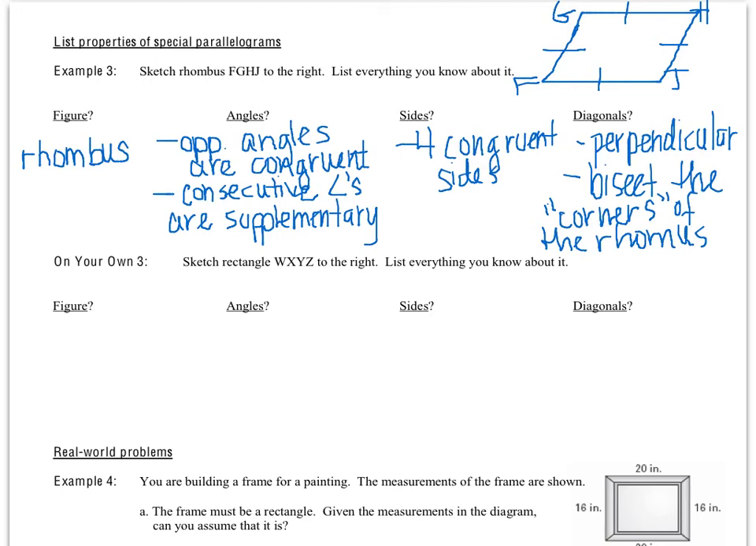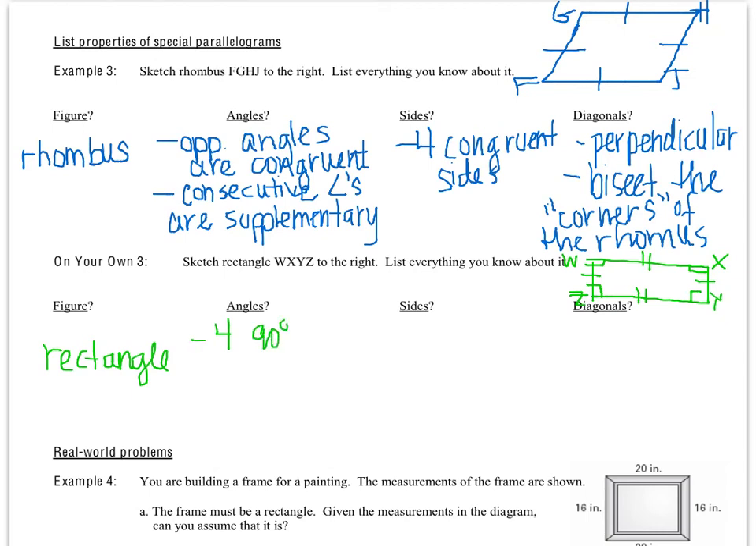The next one here says sketch a rectangle, WXYZ, to the right. List everything you know about it. Okay, so here's a rectangle. So this is W, X, Y, Z. Since it's a rectangle, my opposite sides are congruent, and I know I'm going to have 4 90-degree angles. So my figure is a rectangle. My angles, we've got 4 90-degree angles, or 4 right angles.